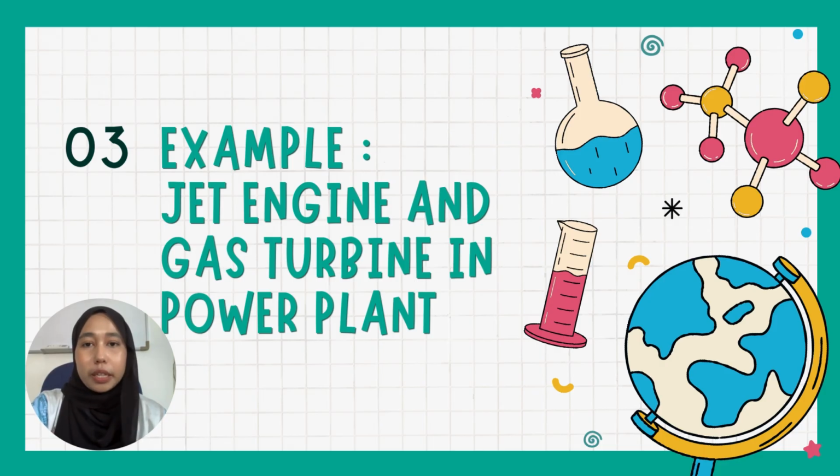My name is Nur Ain and I will explain the example, which is the jet engine and gas turbine in power plants. Before we start, I would like to explain a little bit about these two things as an overview. Even though the jet engine and gas turbine operate based on the Brayton cycle, they serve different purposes. In a jet engine, the main goal is to produce thrust, while in a gas turbine in a power plant, the main goal is to produce electricity.